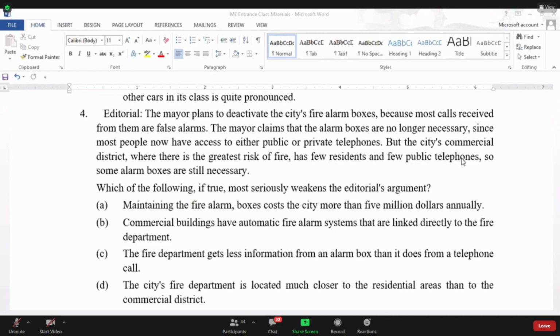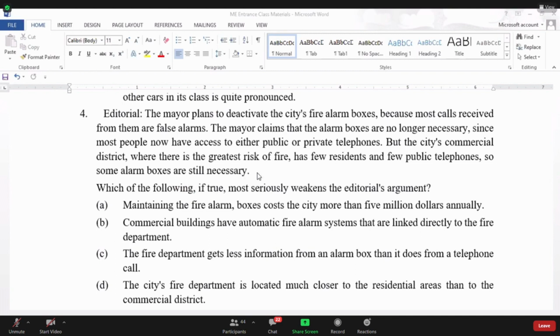And few public telephones means no public telephones. So, some alarm boxes are still necessary. So where are those alarm boxes necessary? The alarm boxes are necessary in the city's commercial area. So this is the conclusion. In the city's commercial area, some alarm boxes are still necessary.